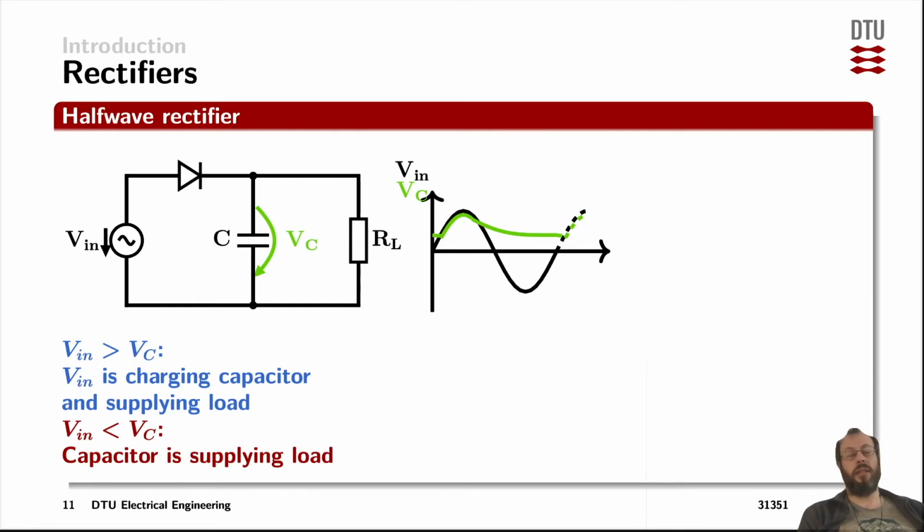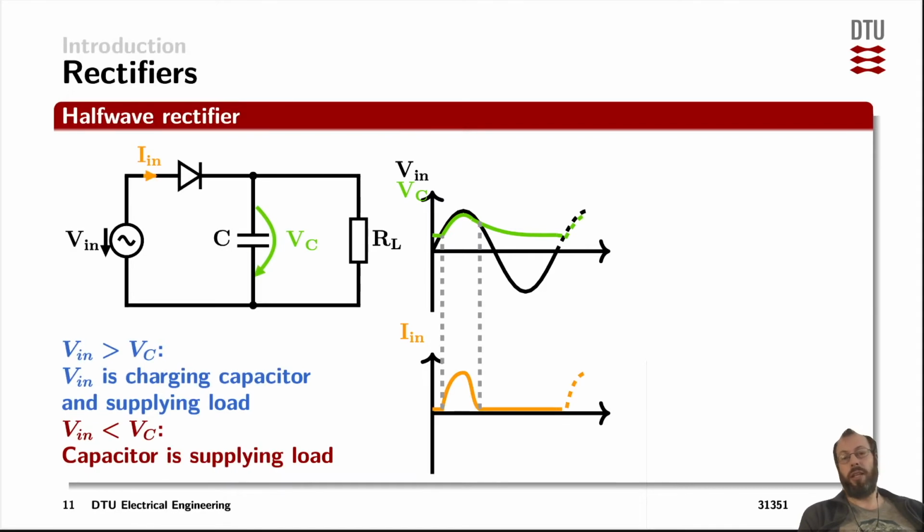That gives us a capacitor voltage that looks approximately like that. It's getting charged whenever the grid voltage is higher, and whenever the grid voltage is too low, it would get discharged and provide energy to the load. So the only time when it's actually getting charged is also the only time when we actually have an input current, and that's during this period shown here. Otherwise, the current through that diode here is 0.